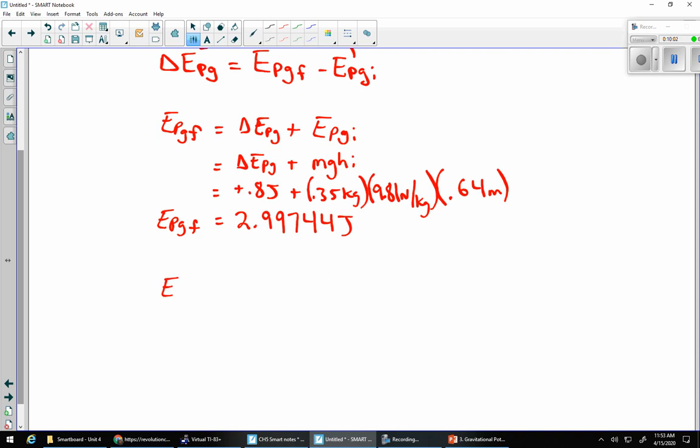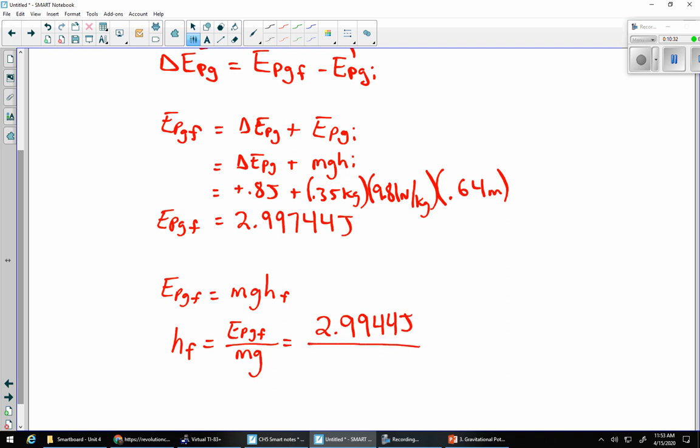The last thing I want to do is, if I know my final gravitational potential energy, my mass, and gravity, I can solve for height. EPGF is equal to mg times hf. Then for hf, I'm just going to divide both sides of the equation by m and g, so it's going to be EPG divided by mg, and I can solve this now. 2.9944 joules divided by the mass, 0.35 kilograms, and also divided by g, 9.81 newtons per kilogram, or you could again use meters per second squared there.